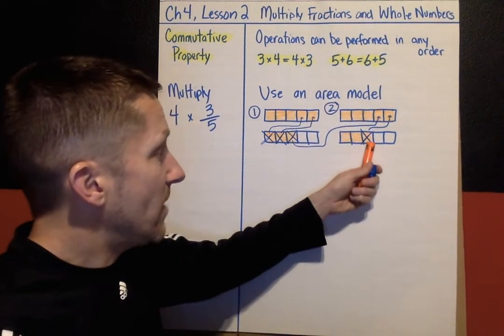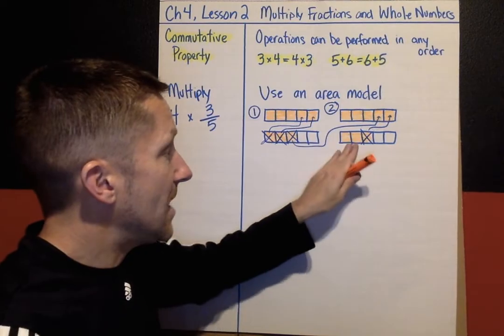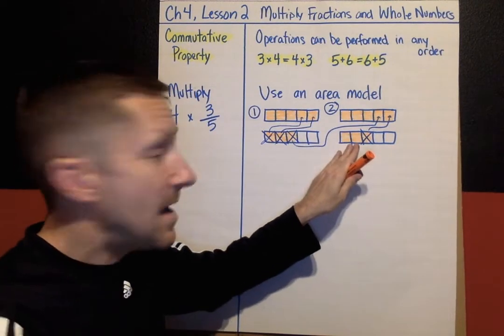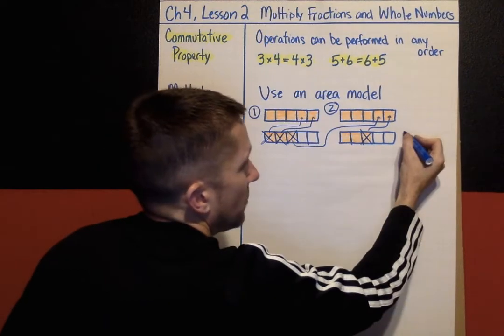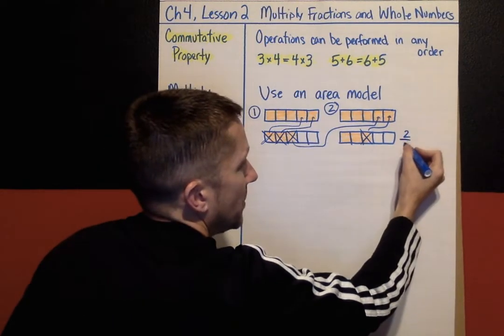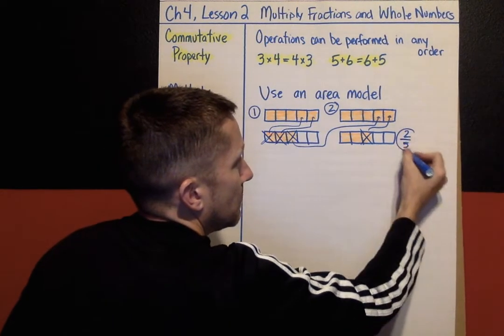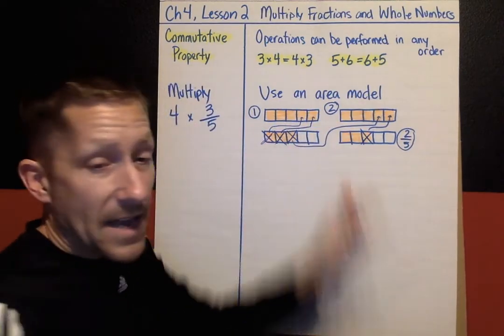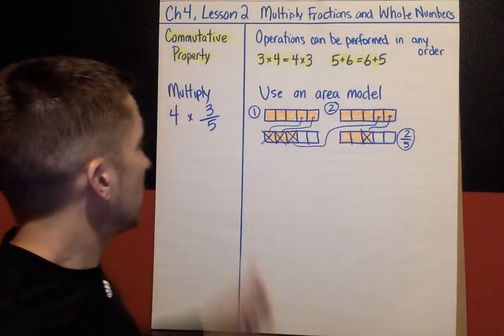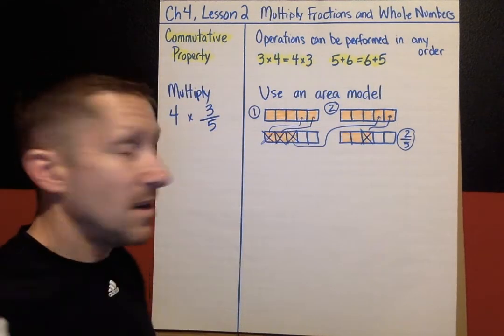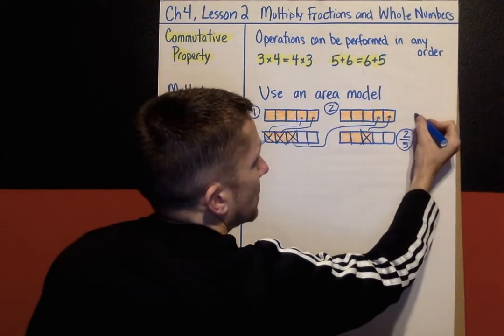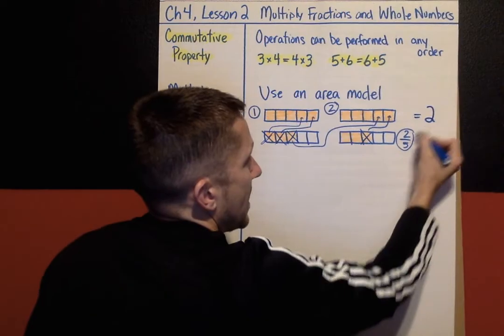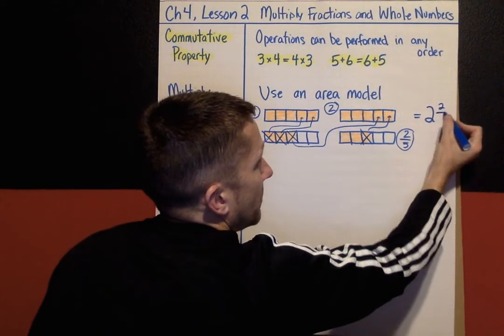And what do I have left right here? Well, I've got 2 shaded in out of the 5. So what's left in this would be called 2/5. So altogether, looking at my model, 4 times 3/5, my complete answer would be 2 wholes and 2/5.